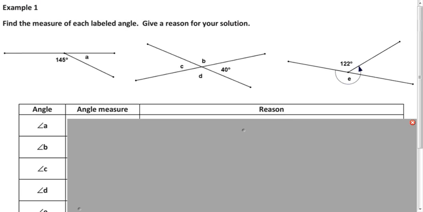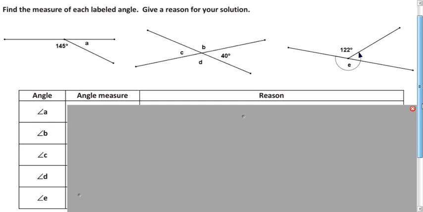So in this example, once again, I want you to try them. There's 5 different measurements. See if you can figure out what each of them is, and then I will reveal the answers for you.